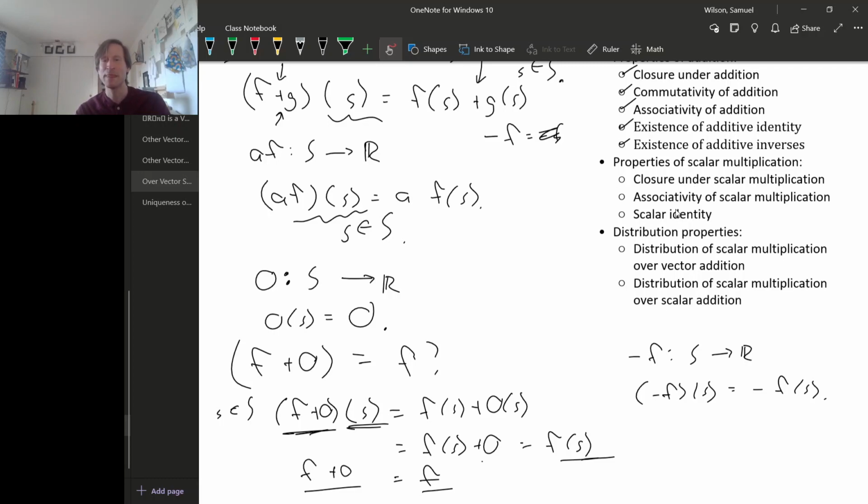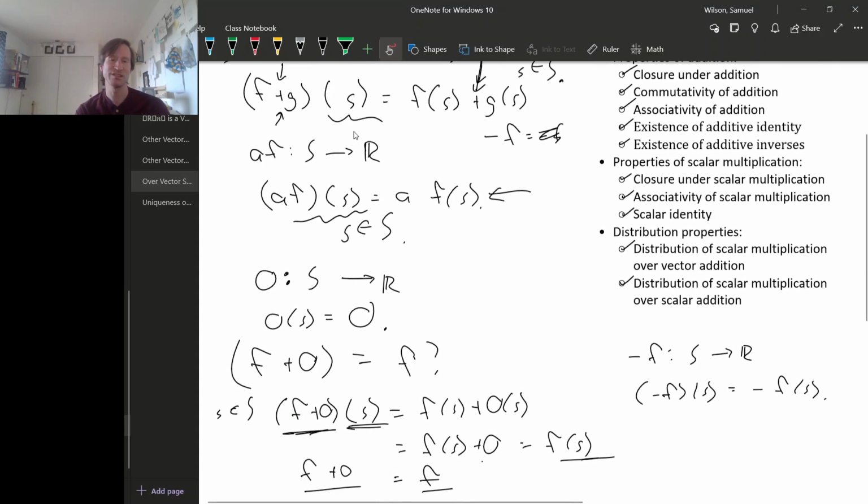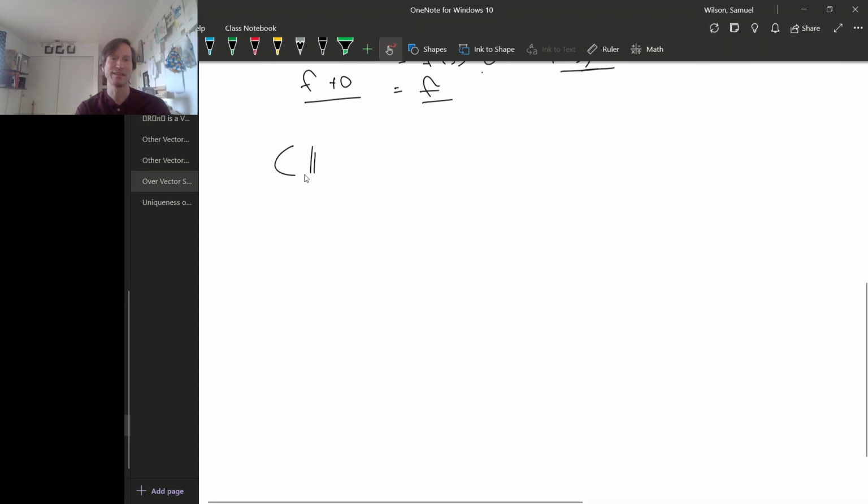Scalar multiplication, because scalar multiplication is defined pointwise right here, we get all of the nice properties for scalar multiplication for free because they all come from scalar multiplication in real numbers. And distribution we also get for free because we're really using pointwise operations in the real numbers. So this collection of functions is also a vector space. In fact, there are lots of variations on vector spaces of functions. So some of them are, say, sure, we can write it this way.